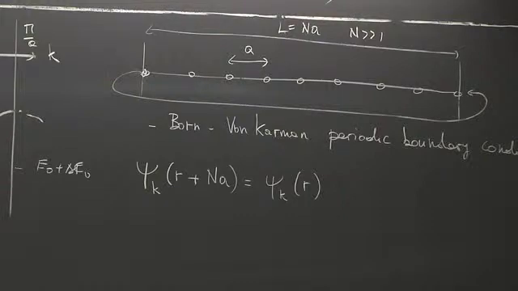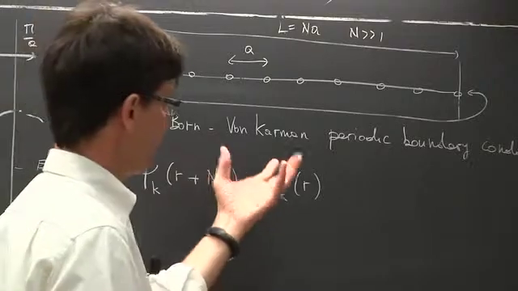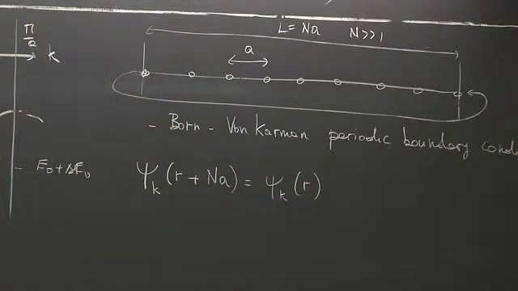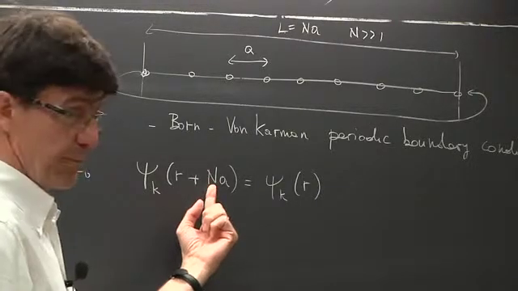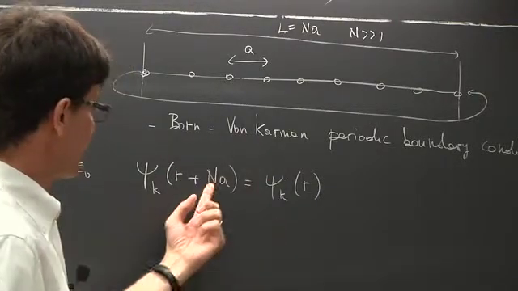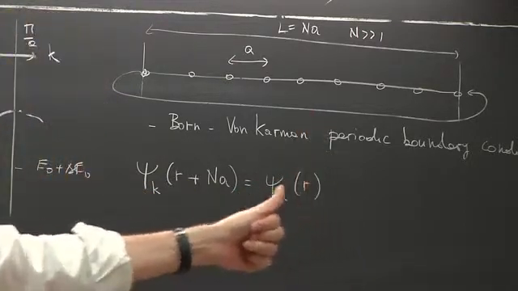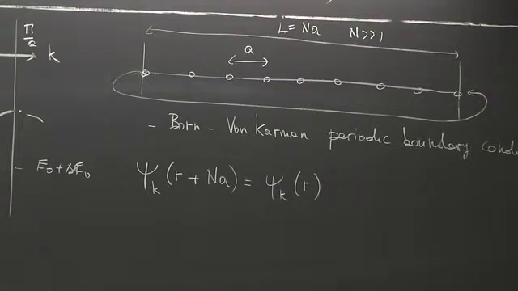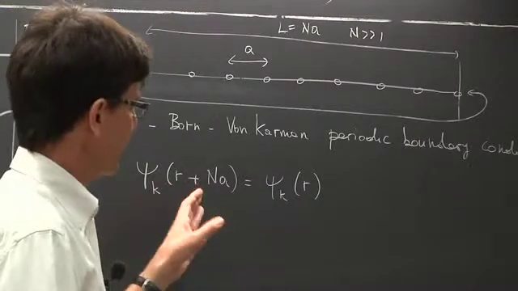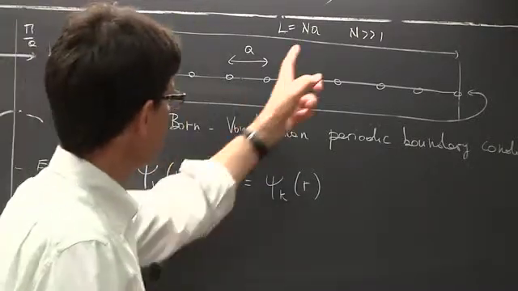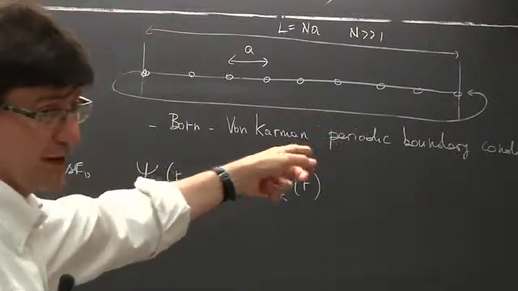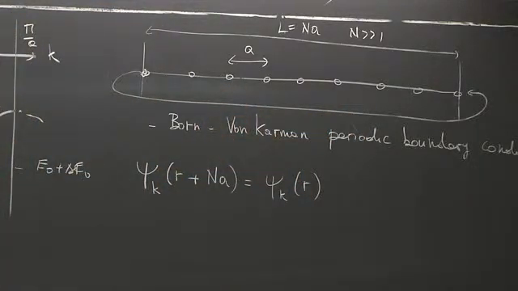Again, it's something artificial. It's something fictitious that we're just adding for the purpose of being able to count the states and the electrons. If we send N to infinity, this is totally irrelevant, because we are talking about an equality between wave functions at points located at infinite distances. So it's totally irrelevant for the physics of the problem. But if N is finite, it allows us to count states, because we are going to handle a finite number of atoms and a finite number of electrons.